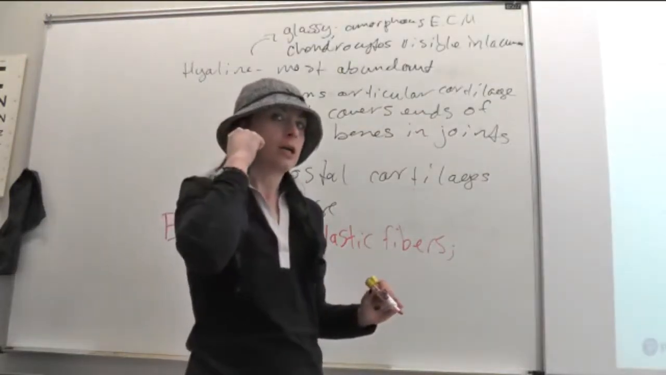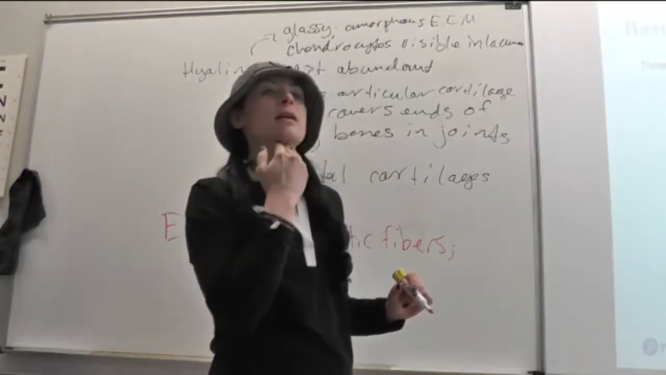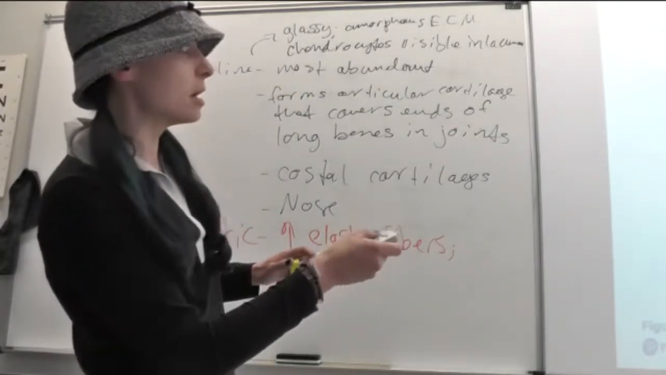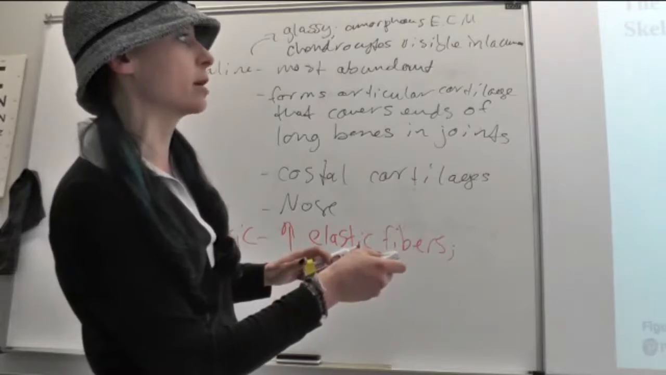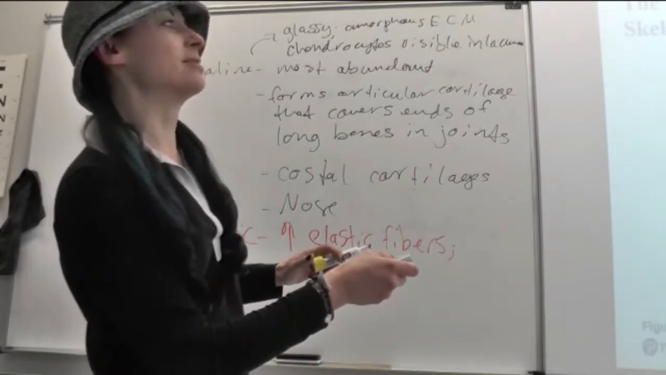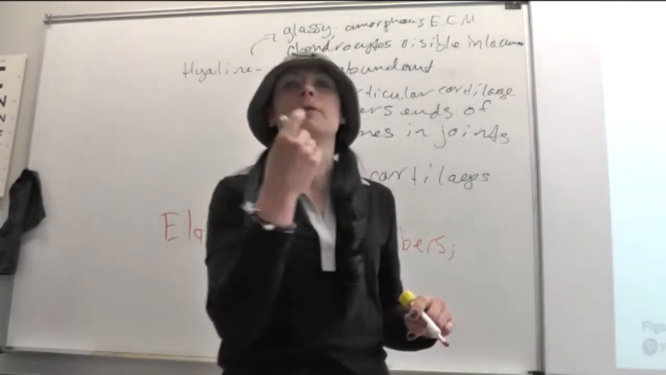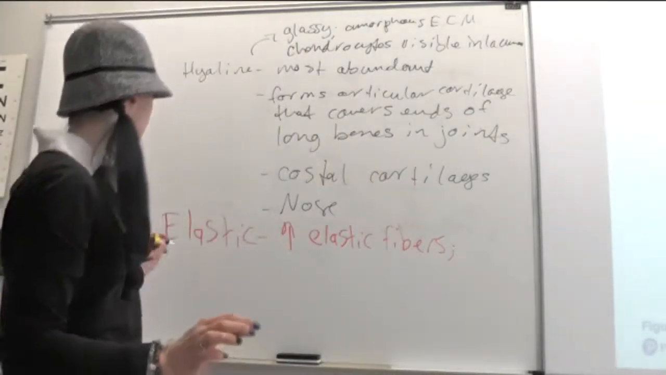So my external ear is elastic cartilage. This thing called my epiglottis and my larynx is elastic cartilage. So elastic cartilage we see here in green. And your epiglottis is this thing that flops down over your larynx while you're swallowing so that food doesn't go into your respiratory system.